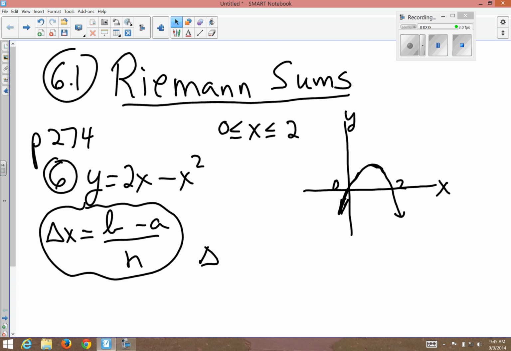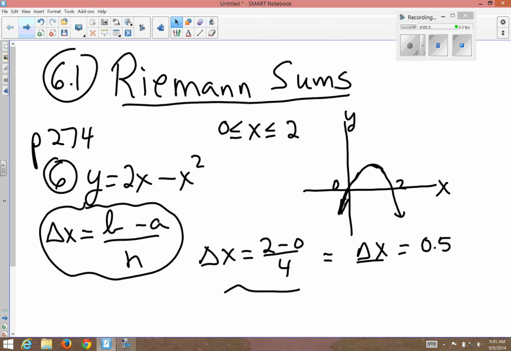In this exercise, delta x is 2 minus 0 over 4. These numbers are a and b, the given interval. 4 is given, the number of intervals. So delta x equals 1/2. We're going to use the decimal, 0.5. This is how we get it.